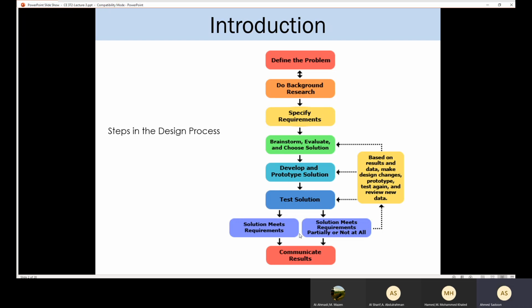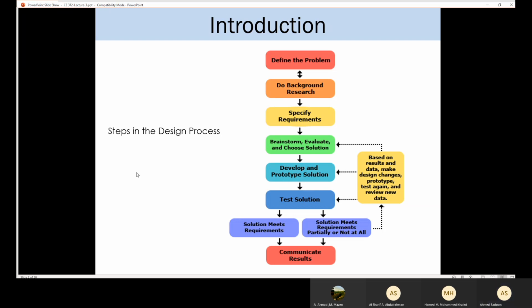The other possibility is that the solution is not going to meet my requirements or only partially meets them. In that case, based on the results that I have got, I need to go either to this step or that step or that step, depending on the result. So it depends on the result, either to start from here or from there or from there. And in today's lecture, we are going to talk about the design requirements.